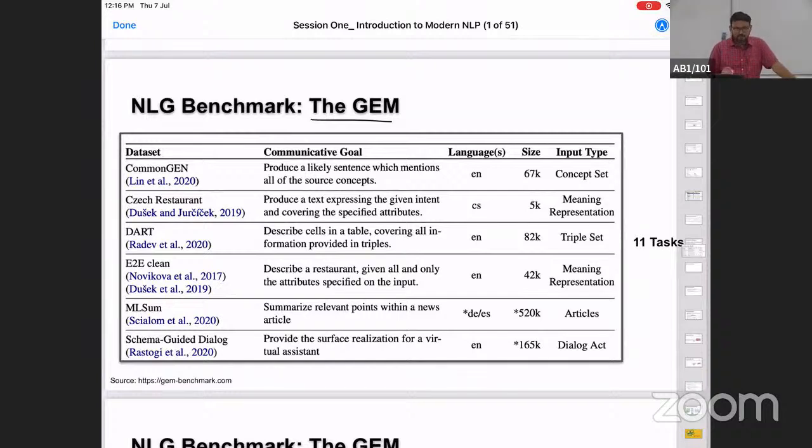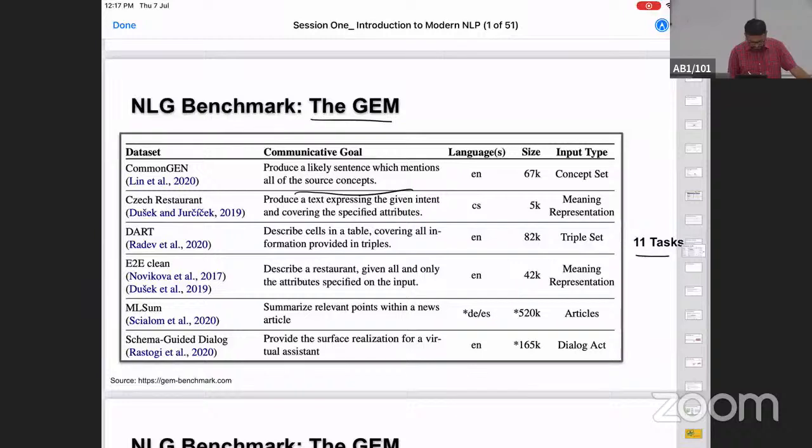So in case of GEM, there are a total of 11 tasks. Maybe one of the tasks is that you want to produce a likely sentence which mentions all the source concepts. You can give your system a set of keywords A, B, C, D, and the system should generate a text which contains all these keywords. Maybe a story which contains all these actors, something like that. So this is one task.